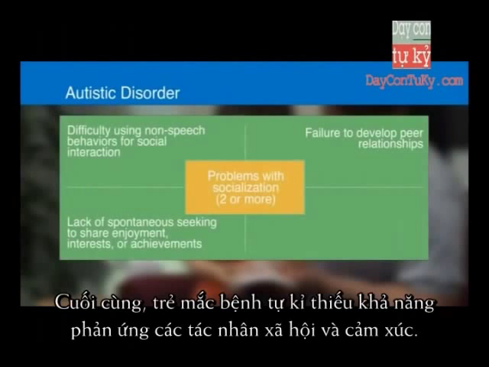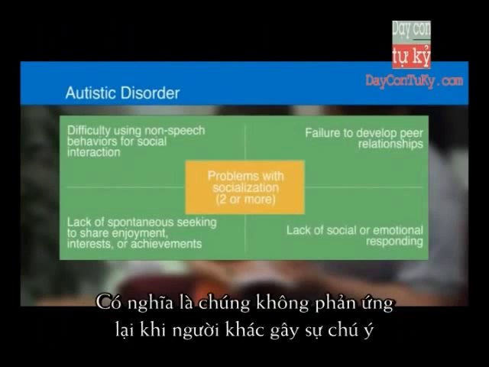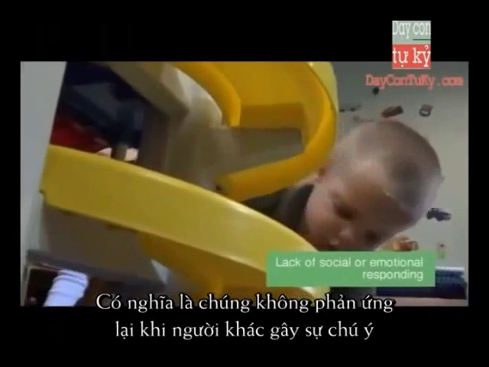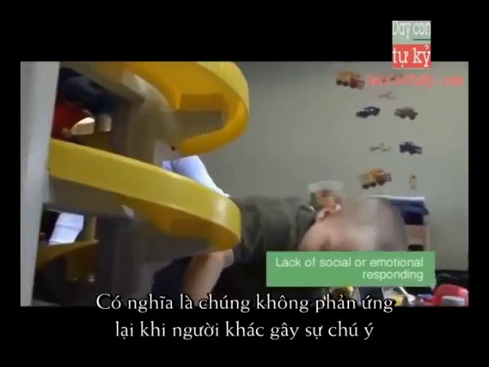Finally, students with autism may lack social or emotional responding. That is, they may not respond when other people try to get their attention.